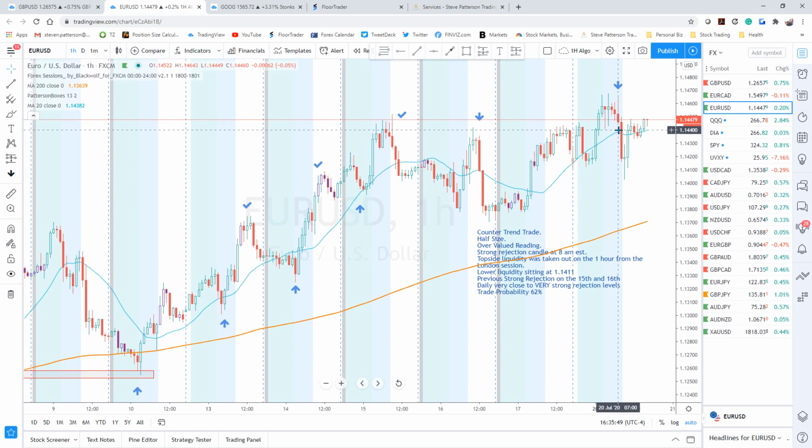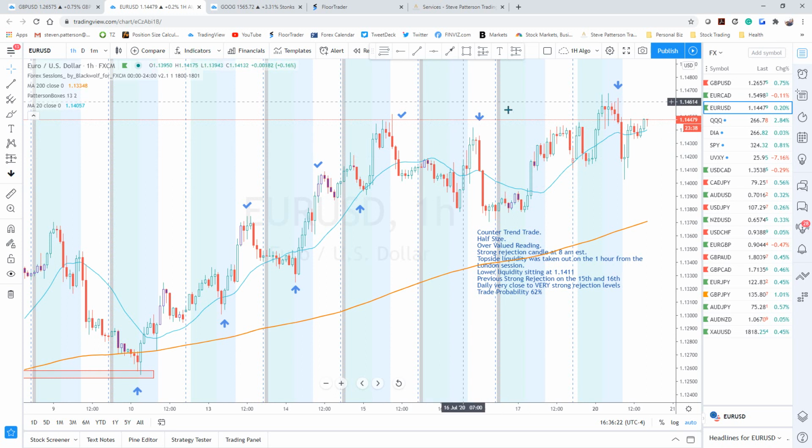Everything else that you've heard about candle structures, dojis, all that nonsense, don't pay attention to it. All that matters is the close of the candle. And in this particular case, this candle closed in the bottom 10%. And right away, boom, I got an instant reaction. I took the trade off down here at liquidity, and I had the strong rejection candle at 8 a.m. Topside liquidity was taken out on the 1 hour from the London session.